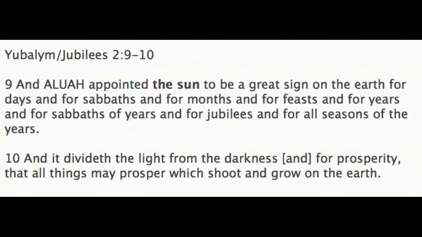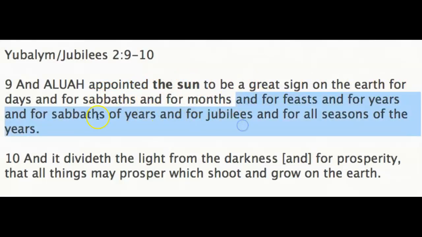Not anymore, because we're here in Jubilees, chapter 2, verses 9 through 10, where it says, "And Aluah appointed the sun to be a great sign on the earth, for days and for Shabbats and for months and for feasts and for years and for Shabbats of years and for jubilees and for all seasons of the years. And it divideth the light from the darkness and for prosperity, that all things may prosper which shoot and grow on the earth."